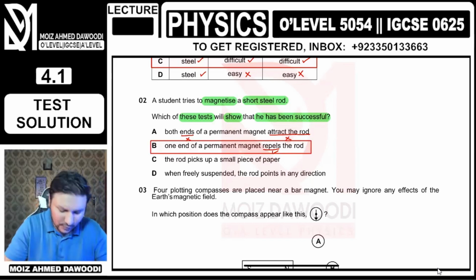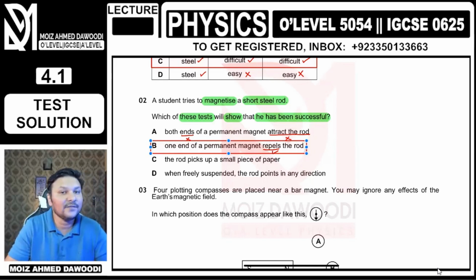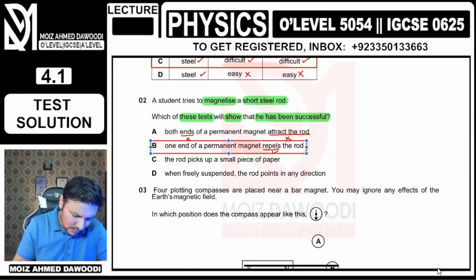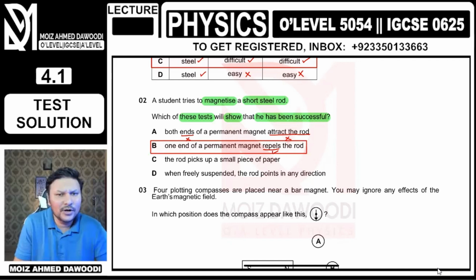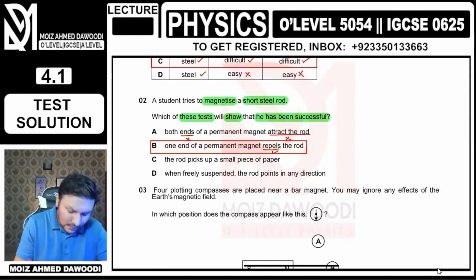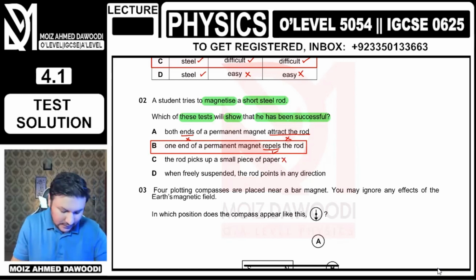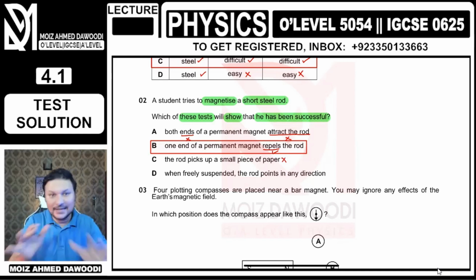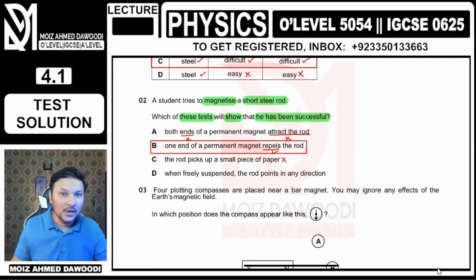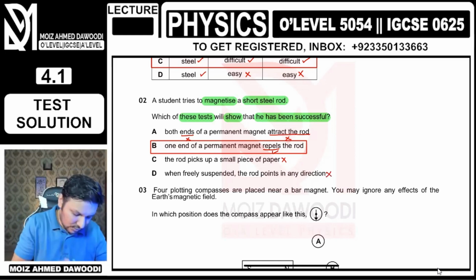Some students were having questions and they sent me that, sir, how to attempt MCQs. So this is how you attempt an MCQ. You have to read properly each and every question and the options. The rod picks small pieces of paper. Magnetic material does not have any relation with paper. Okay, so that is wrong. When freely suspended, the rod points in any direction. No, if the magnet has become permanently magnetized, let's say north of that magnet will point towards the geographic north of the earth. Getting my point? So in that way, this is wrong. So we got B as the correct answer.